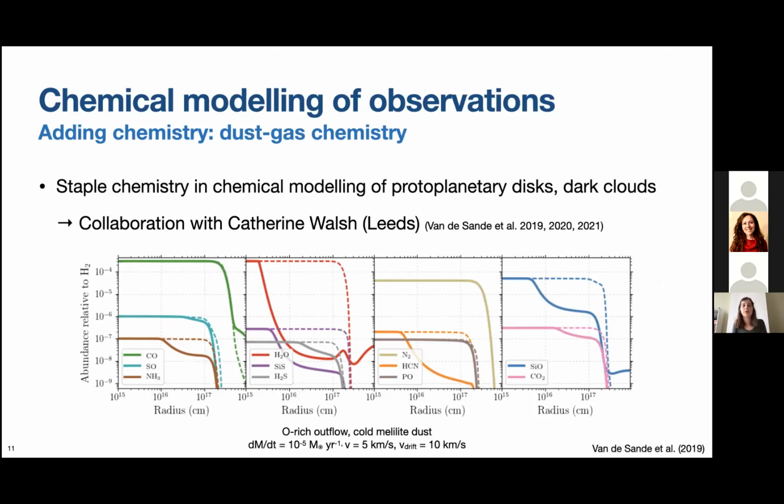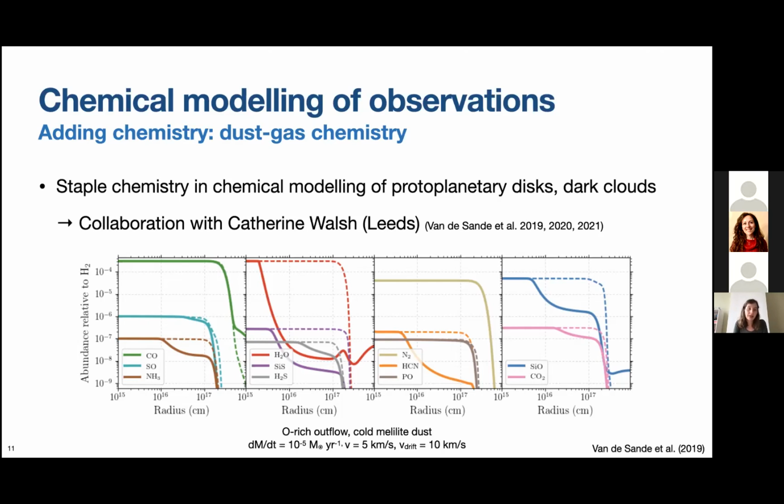And as I mentioned before, I developed a dust gas chemical kinetics model, and I was able to do so because I'm collaborating with Catherine Walsh, who is an expert in chemical modeling of protoplanetary disks. And while dust gas chemistry was new to us, it's not new at all to protoplanetary disk and dark cloud chemical modelers. It's quite standard chemistry that's included there.